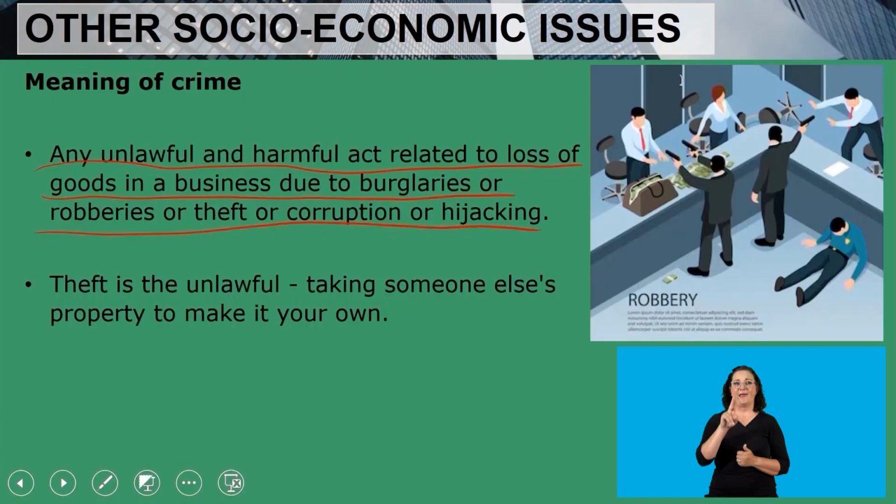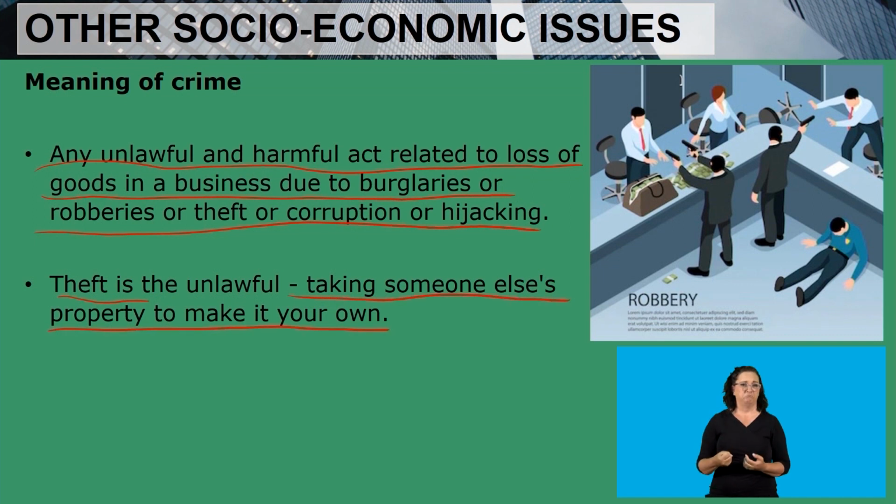Theft is unlawful. It is taking someone else's property to make it your own. So when you take something that does not belong to you and make it your own without the permission of the owner, that is theft. It's against the law and you can end up in jail for doing that. So theft is not allowed.